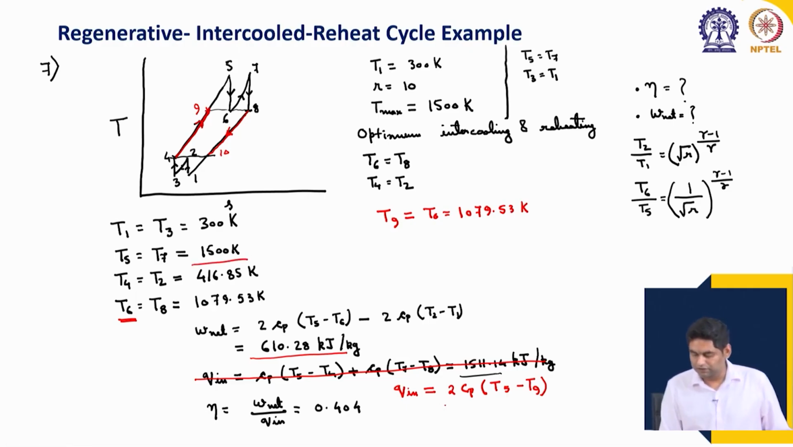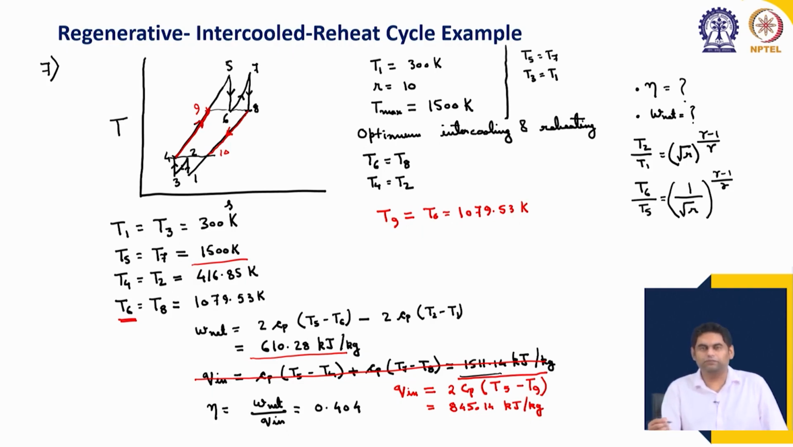Okay. So, 2 times this. So, this is equal to 845.14 kilojoule per kg for this combined intercooled reheat regenerative cycle. So, you can notice how much the heat transfer had reduced by the addition of regeneration. Without regeneration, we had a value of 1511.14, and it has decreased drastically to a value of 845.14 just because we have added the regeneration.